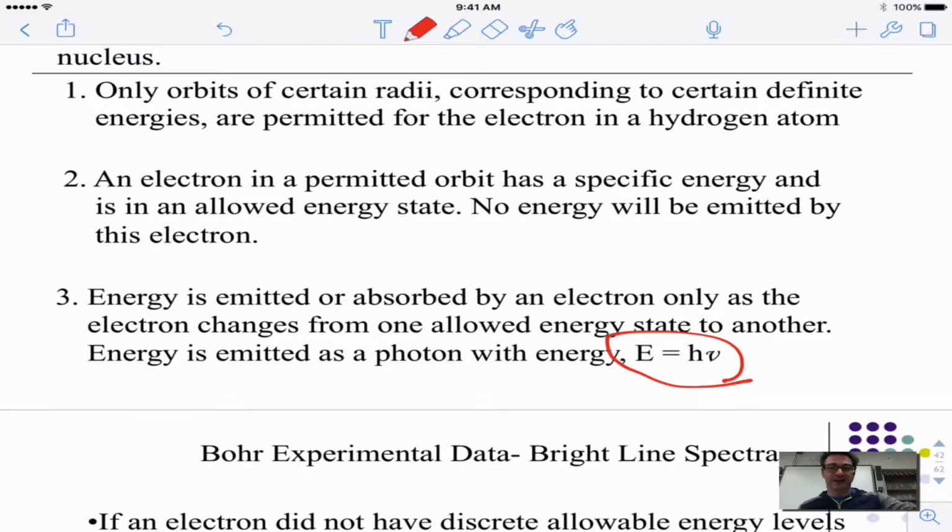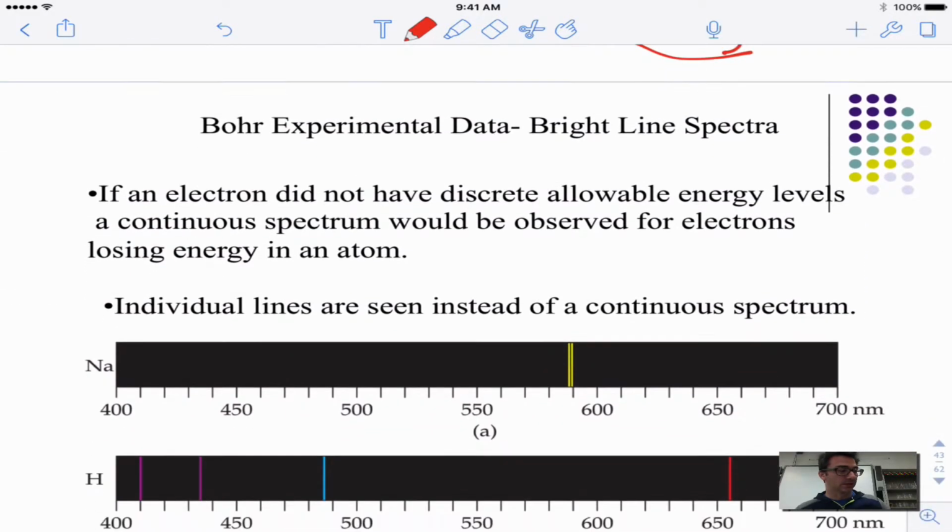So what was the data that Bohr was looking at that made it possible for him to make this model? He was looking at something called the bright line spectra. If you have an electron in these allowable energy states, then when the electron moves between the energy states, it gives off specific amounts of energy. Those energies have a certain color, or wavelength, and so we see what's known as line spectra, instead of a continuous spectrum, where it would just be a rainbow.